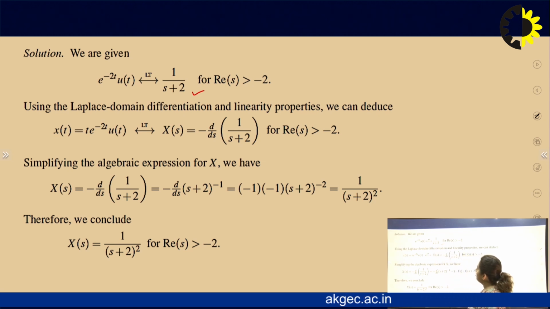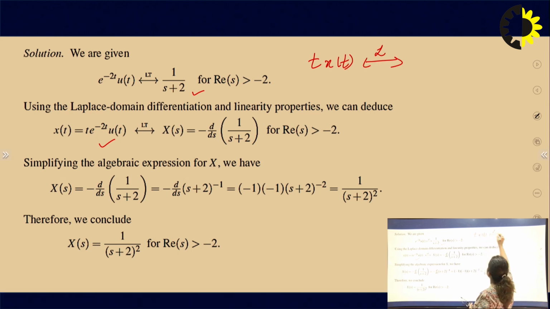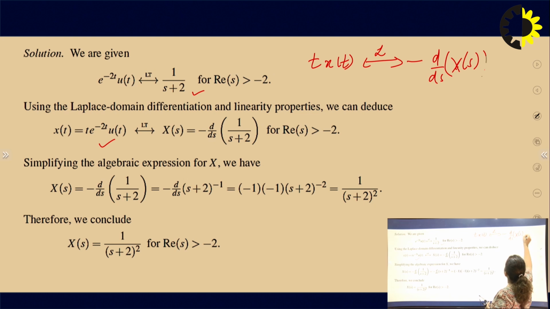So e to the power minus 2t u(t) gives 1 upon s plus 2, with real of s greater than minus 2. Using this, the Laplace transform of t e to the power minus 2t u(t) is minus d by ds of 1 upon s plus 2. As we know, the Laplace transform of t x(t) is minus d by ds of X(s). So we put here simply x(t), that is minus d by ds of X(s).